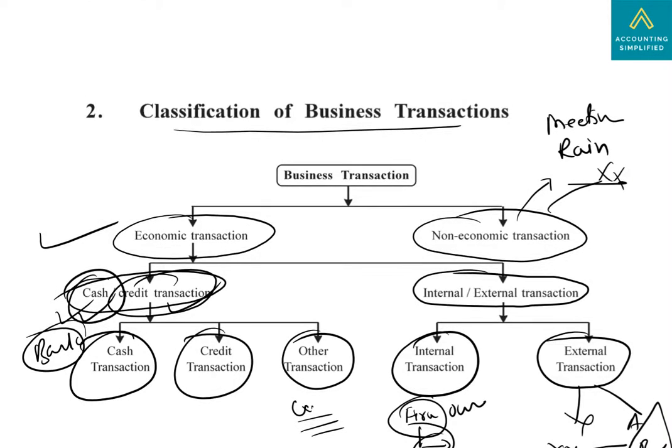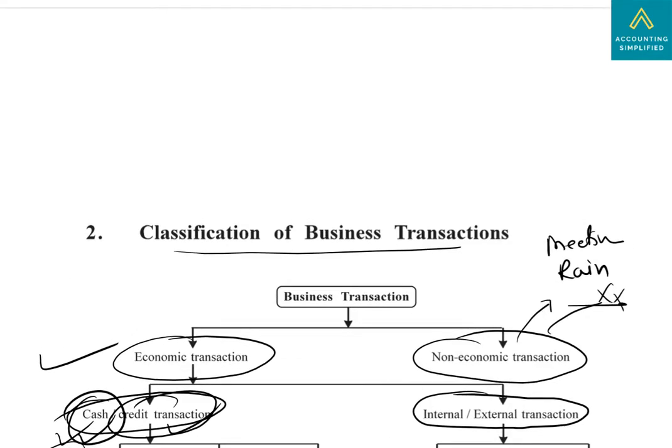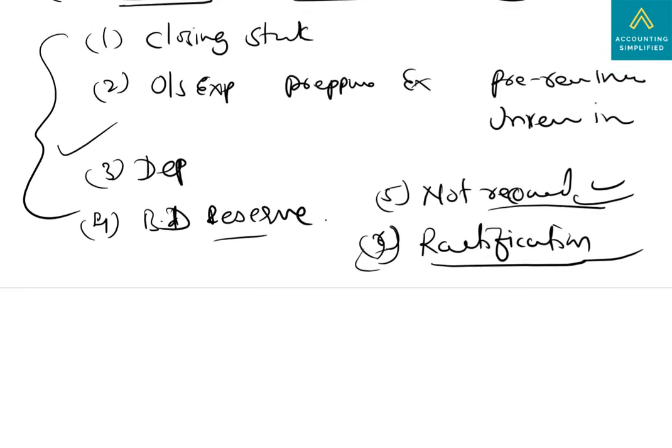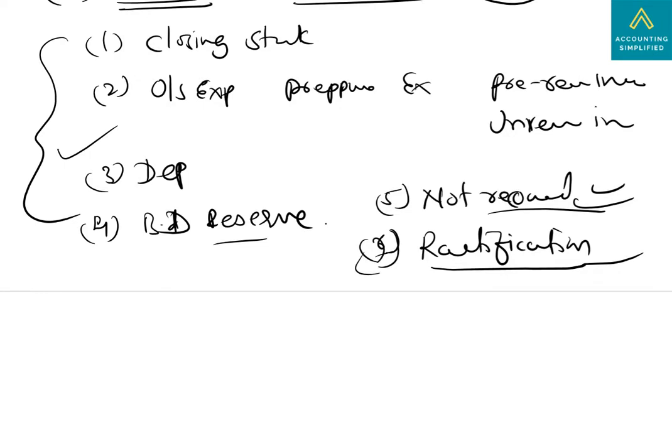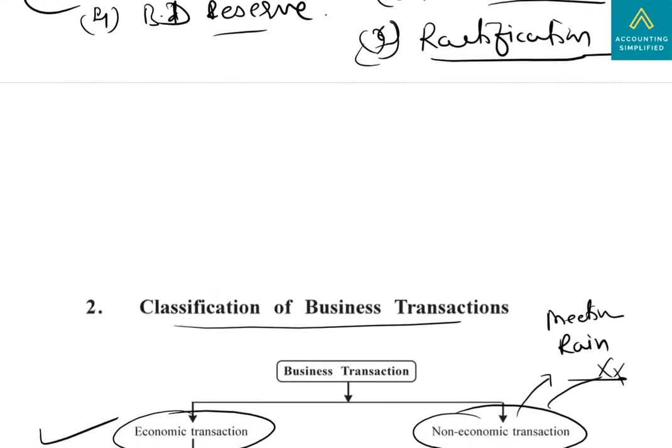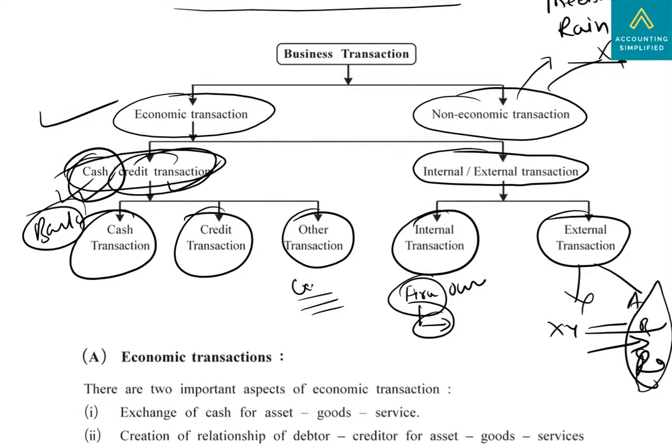So now this classification you understood. So every transaction which we have recorded up to 10 points till here can be classified in this category. These are economic transactions, everything I told you is an economic transaction.